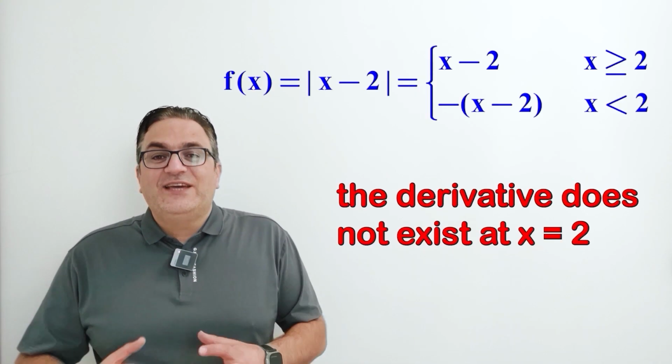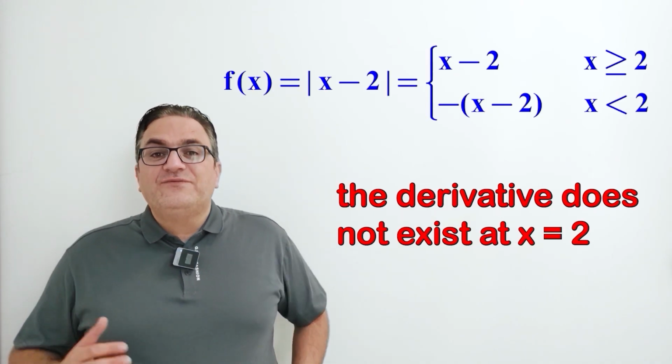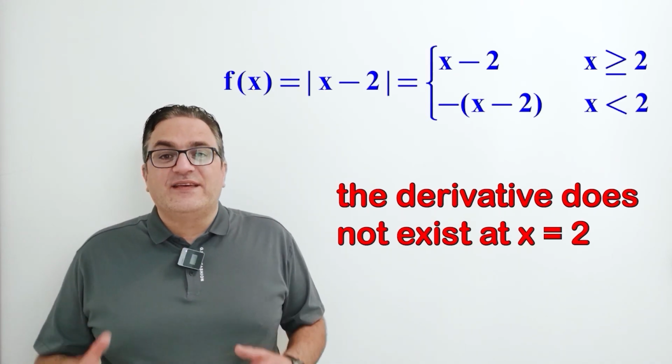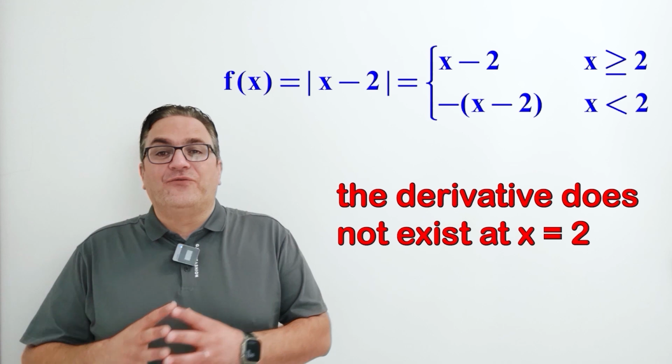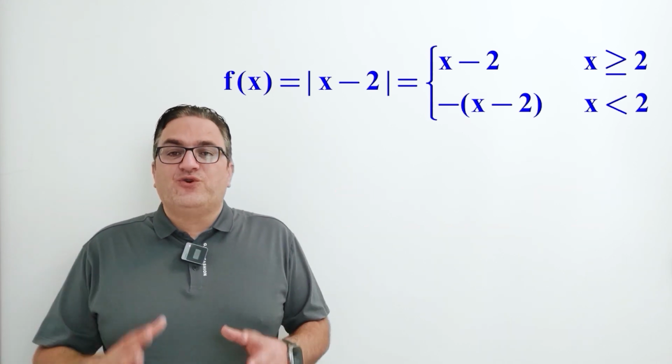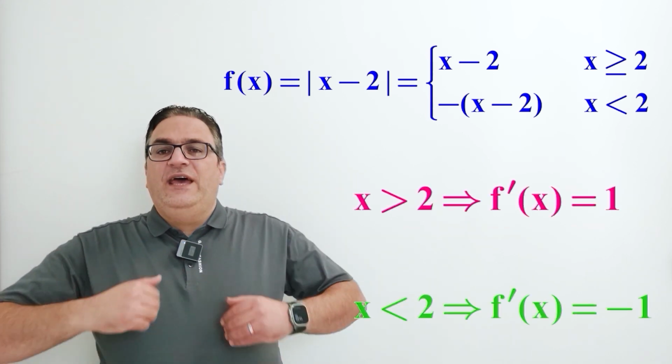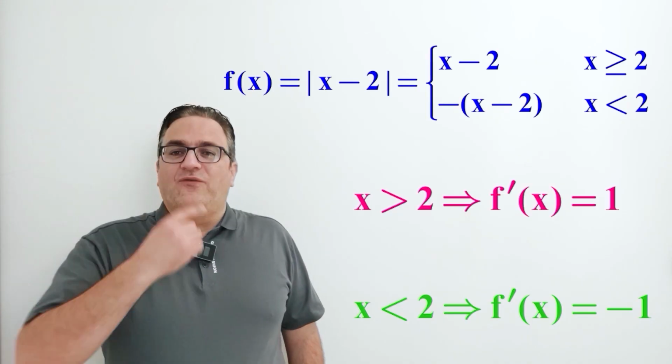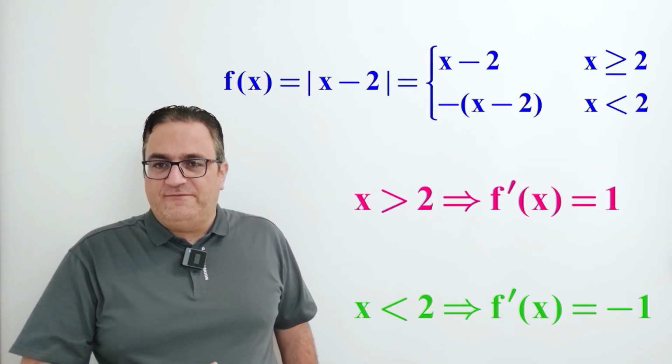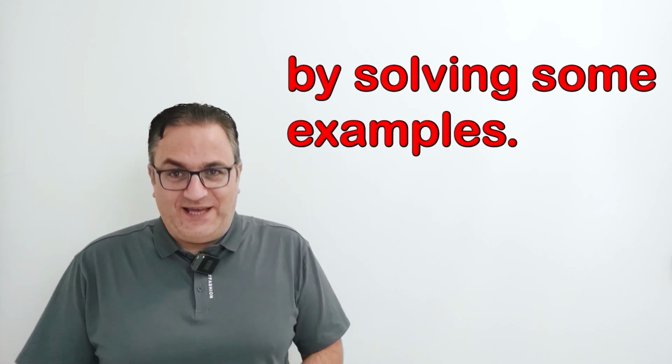So at x equals 2, the derivative does not exist because the slopes from the left and right are different. So the derivative is f prime of x equals positive 1 and negative 1. Okay guys, this is the basic idea of derivatives for absolute value functions. But there are a few more important things to know, and we'll go through them together by solving some examples.